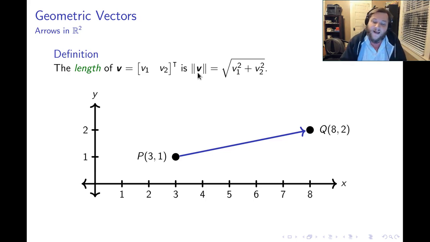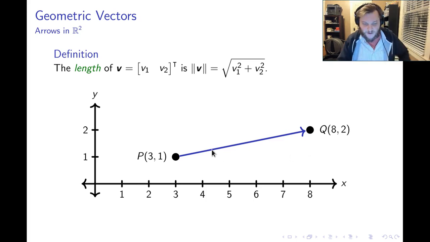But at any rate, the formula for length is equal to the square root of the sum of the squares of the coordinates. So for this vector v1, v2, the length is defined as the square root of v1 squared plus v2 squared. Let's see that in our example here.